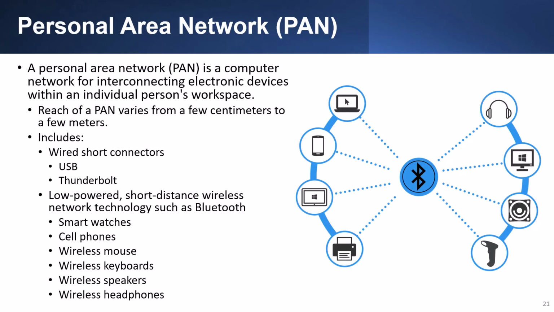A personal area network, or PAN, is a computer network for interconnecting electronic devices within an individual person's workspace. The reach of a PAN varies from a few centimeters to a few meters. It includes wired short connectors, which include USB and Thunderbolt, and low-powered short-distance wireless network technology such as Bluetooth. Devices that are part of the PAN include smartwatches, cell phones, mice, keyboards, speakers, and headphones.